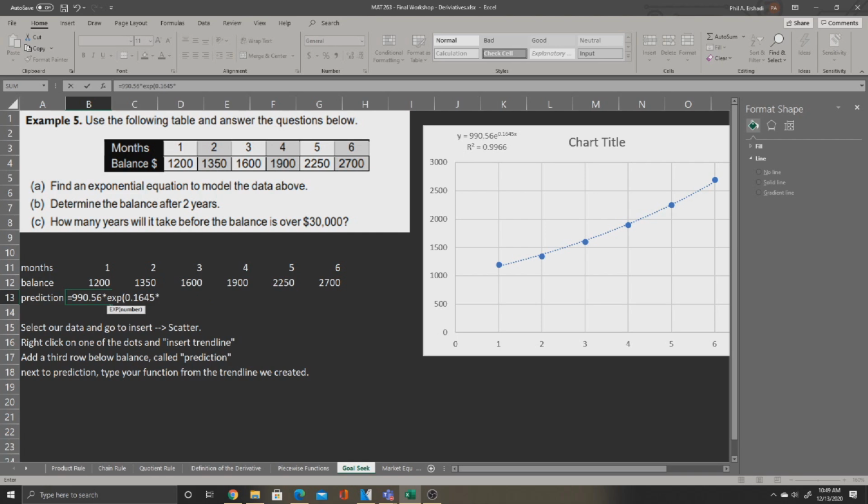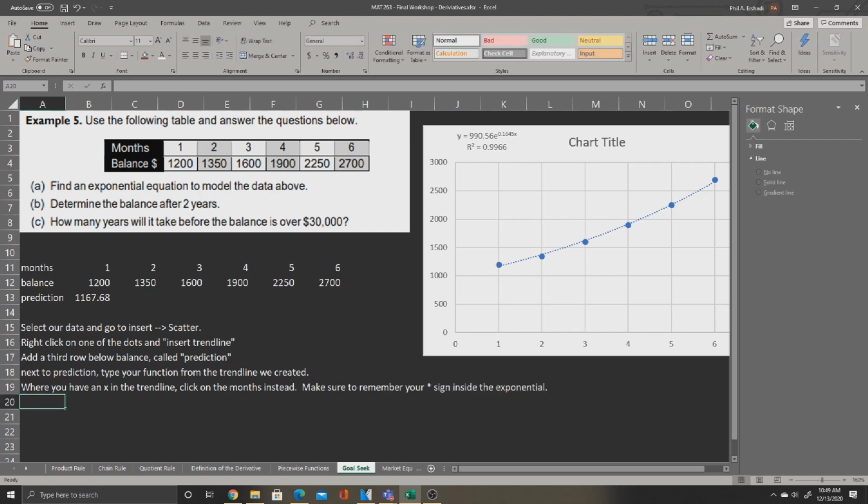Now, you can't type the letter x in here. We have to click on the number of months. Then close the bracket, and this will be our prediction. I'll make a note here where you have an x in the trend line, click on the months instead. And also make sure to remember your multiplication sign inside the exponential, because notice we don't write it with a times sign, but we need to remember that it's there. Okay?